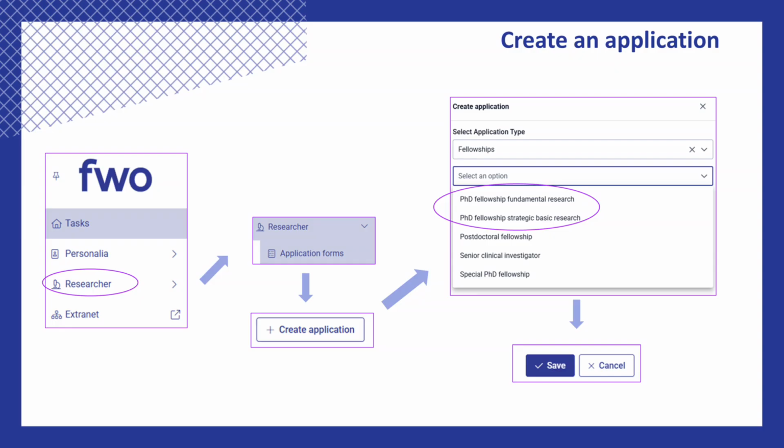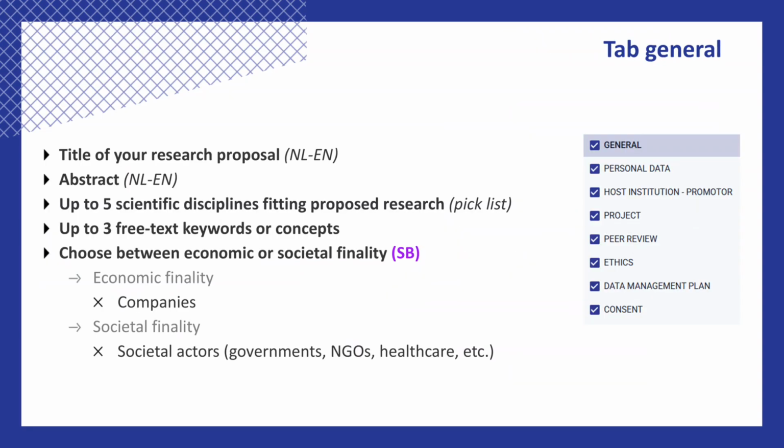Choose between a PhD Fellowship Fundamental Research or Strategic Basic Research and then click Save to continue. After creating an application, you need to complete each of the tabs presented on the right of this slide. In the General tab, you enter both the English and Dutch title of your proposal, as well as an abstract in both languages. You also have to select up to 5 scientific disciplines that best characterize the proposed research.